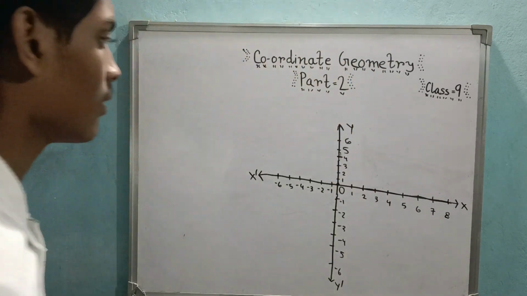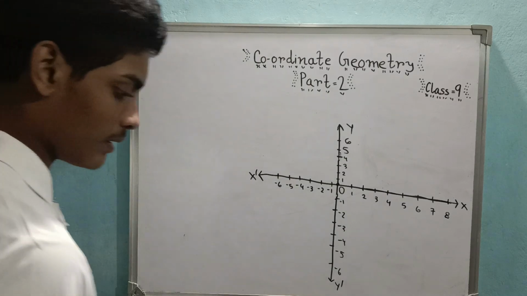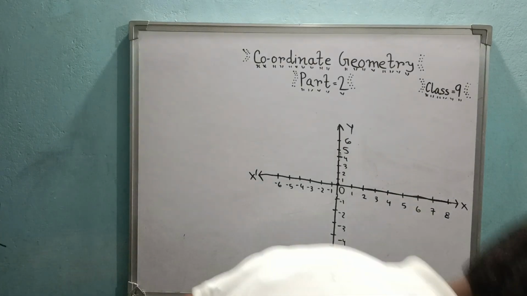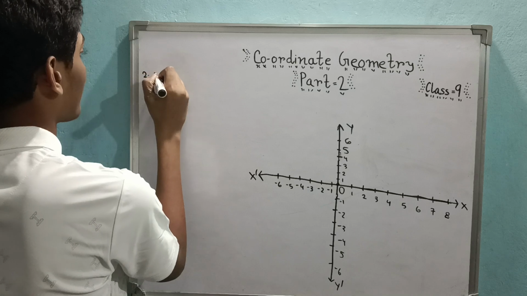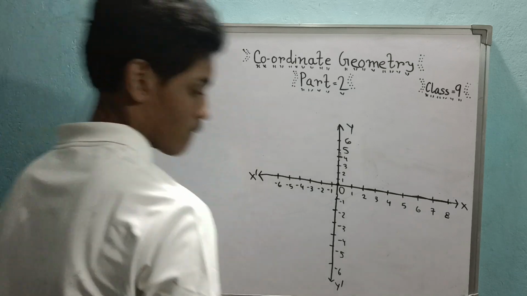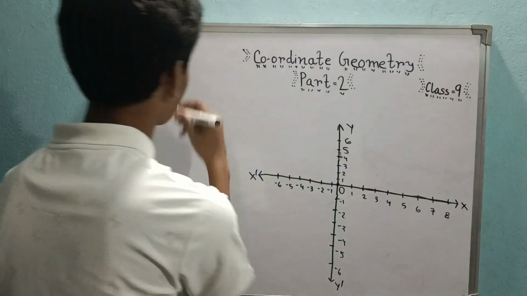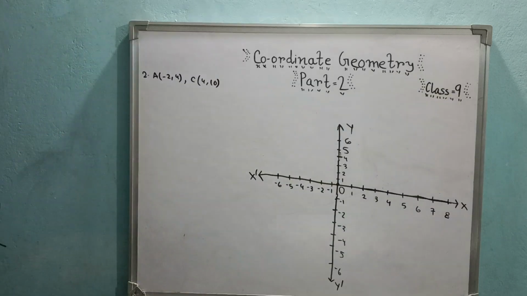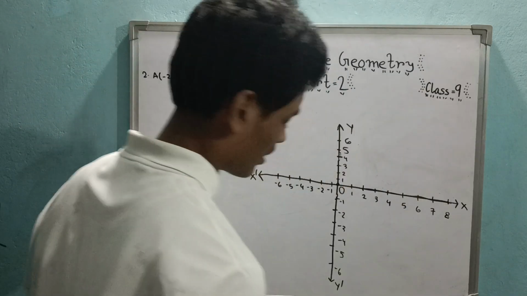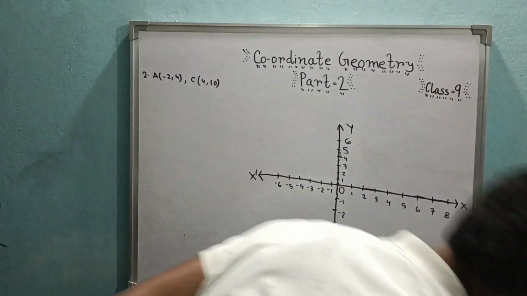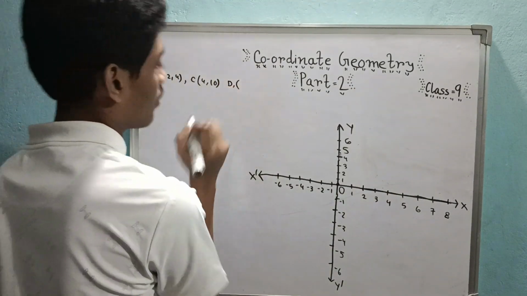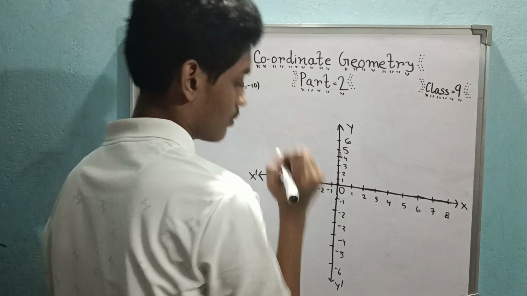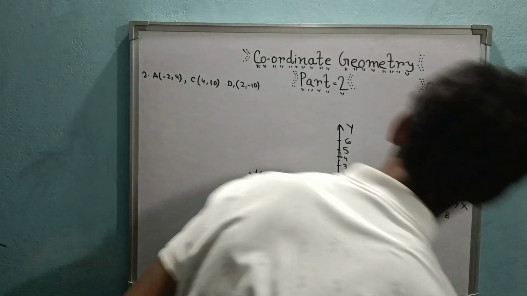Yeah, now it's on. So this is our graph. Let it be on one side. In each question, a graph is going to come. You can't do anything. Okay, this is very good. A is minus 2 comma 4, C is 4 comma 10, B is 2 comma, what is that? D is 2 comma minus 10, are 3 vertices of a square.